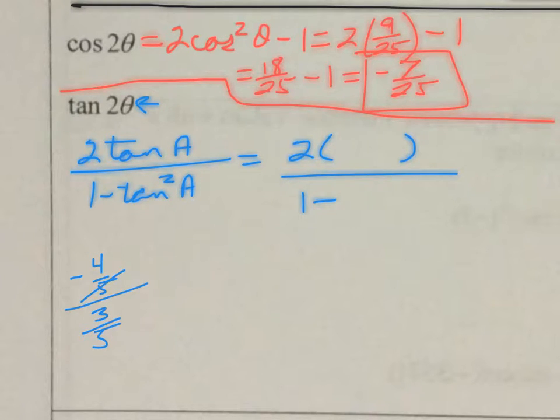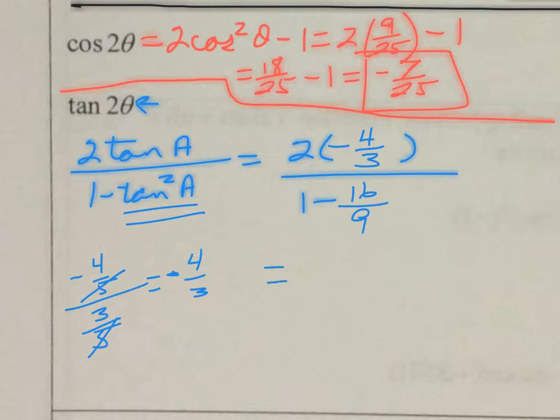And the 5's would cancel, and I'd get negative 4/3. So I'm going to have 2 times negative 4/3 over 1 minus tangent squared, which is now going to be 16/9. And simplify. So I have negative 8/3 over negative 7/9.